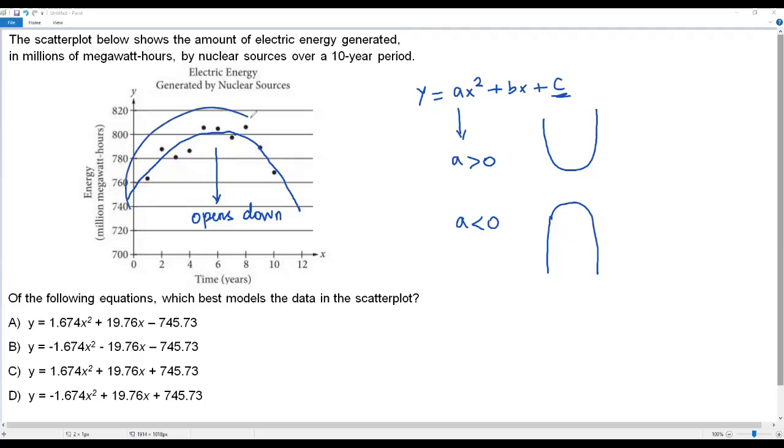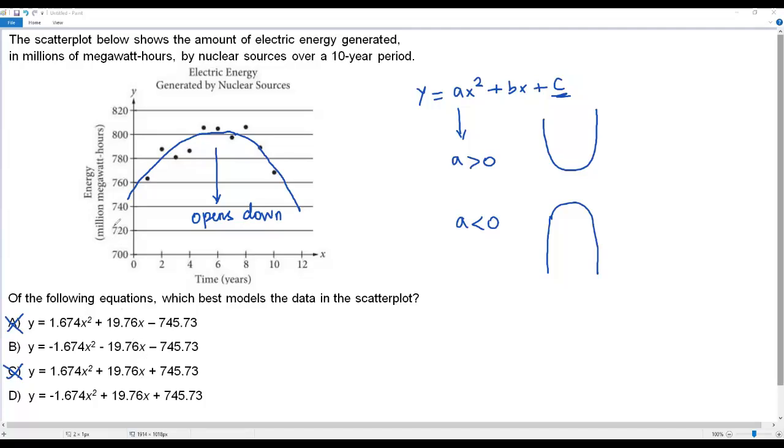Here our parabola opens down, so the leading coefficient, I mean the coefficient of x squared, has to be negative. So in option A and option C, the coefficient of x squared is positive. So it is not possible, so we can reject option A and option C. In both option B and option D, the coefficient of x squared is negative. Okay, so which option is correct, option B or option D?